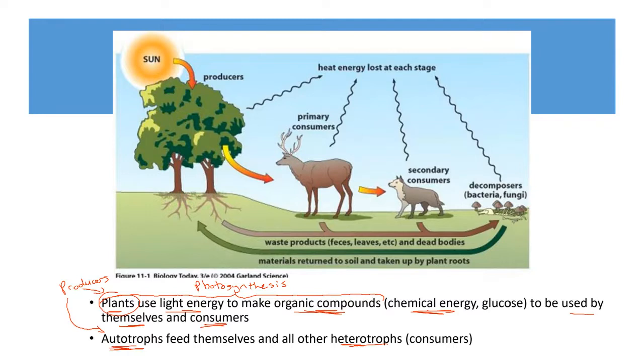Autotrophs means they can make their own food, right? That's what I said before. That's the same thing. Autotrophs can make their own food. Now, sometimes these autotrophs are able to use light energy to make their own food. Sometimes they have to use chemicals.